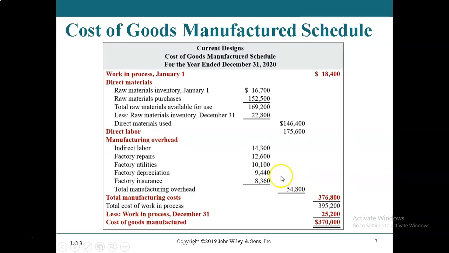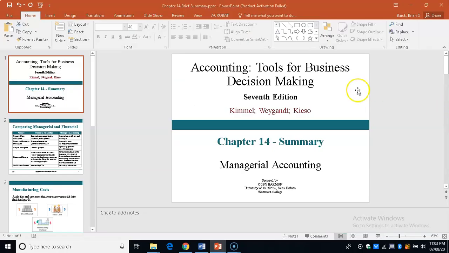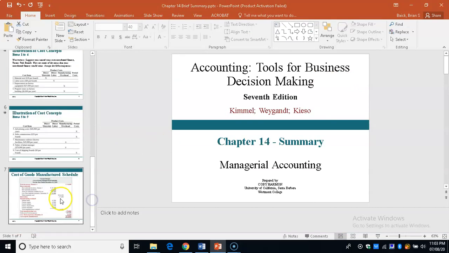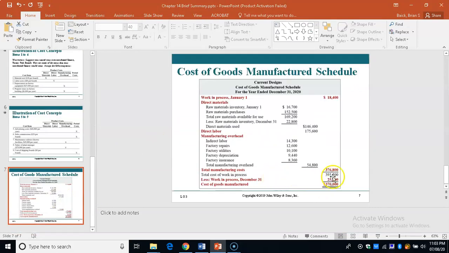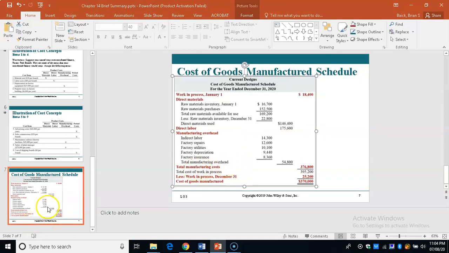You can combine all of the different components into what we call a cost of goods manufactured schedule. What I want to point out is a couple of things here. Take a look at total manufacturing cost, here at the bottom. Total manufacturing cost is equal to direct materials plus direct labor plus manufacturing overhead. That's called total manufacturing cost.